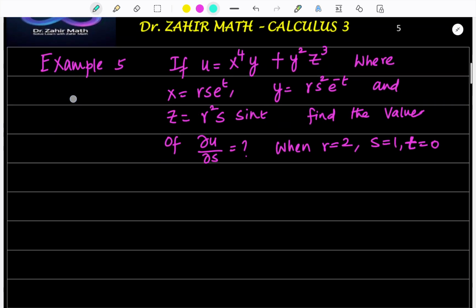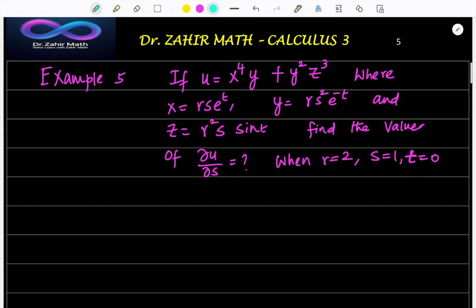Okay, let's go to the next question. The next question is example 5. So what is the question given? The question given is u equals x power 4y plus y square z cube, and then plus x power 4y plus y square z cube. This is the question, where x, y and z are given as these. Find the value, only one question they are asking, when r is equal to 2, s is equal to 1, t is equal to 0.